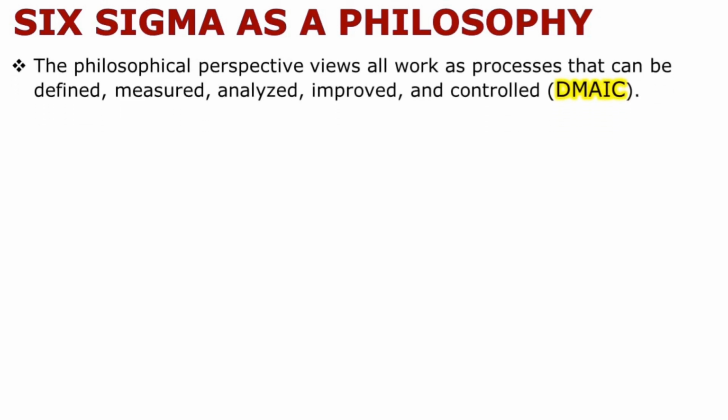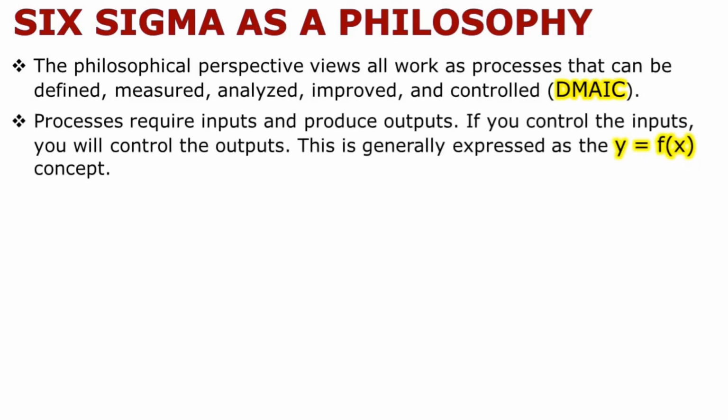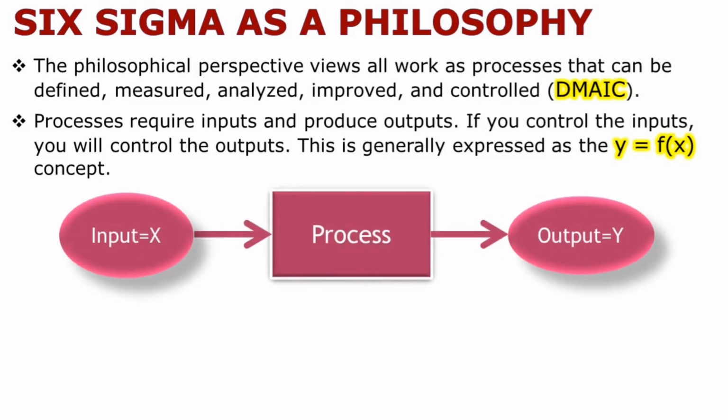Let's explore Six Sigma as a philosophy. From a philosophical perspective, we view all work as processes that can be defined, measured, analyzed, improved, and controlled, a concept often referred to as DMAIC. Processes in this context are like recipes. They require specific inputs and produce desired outputs. Here's an important idea. If you control the inputs, you can control the outputs.